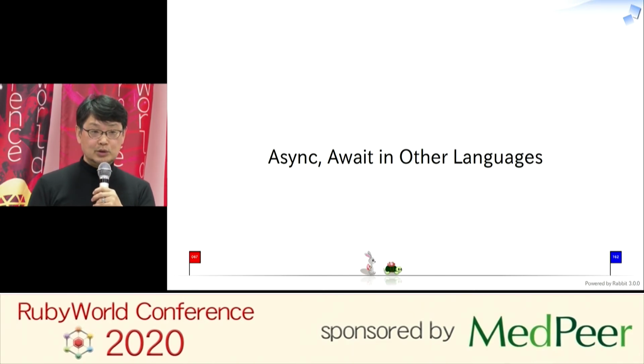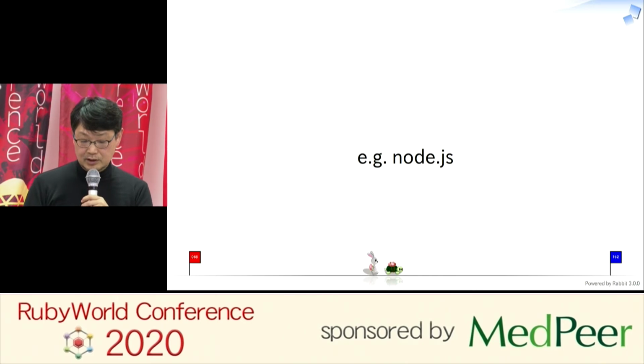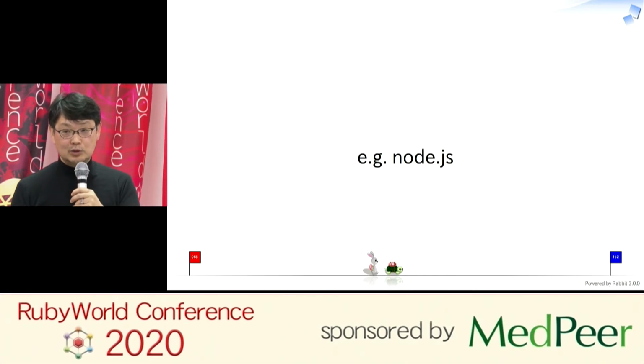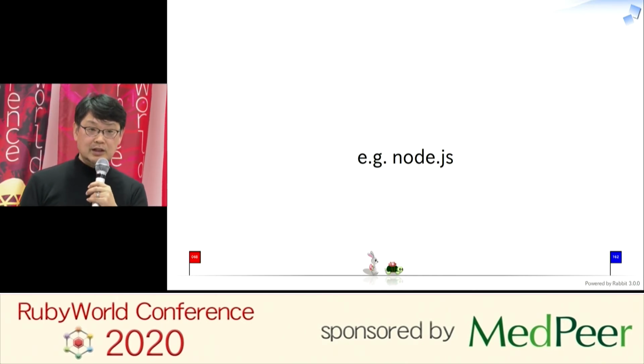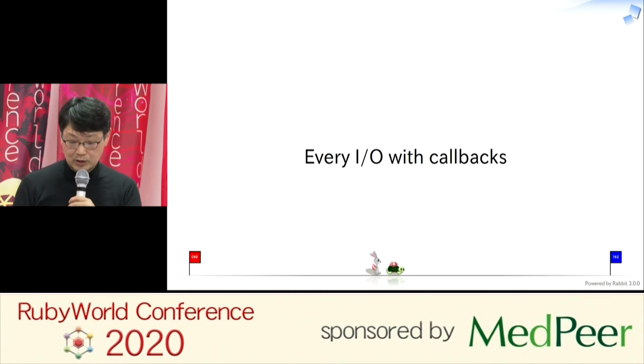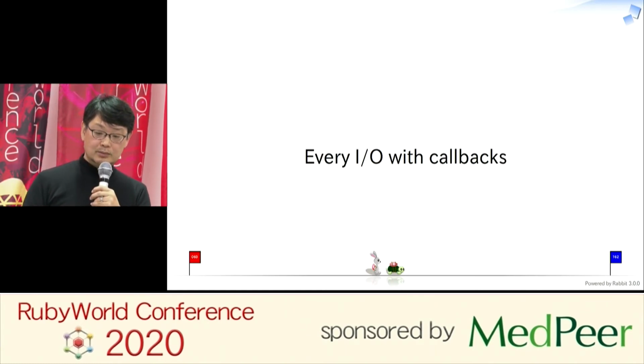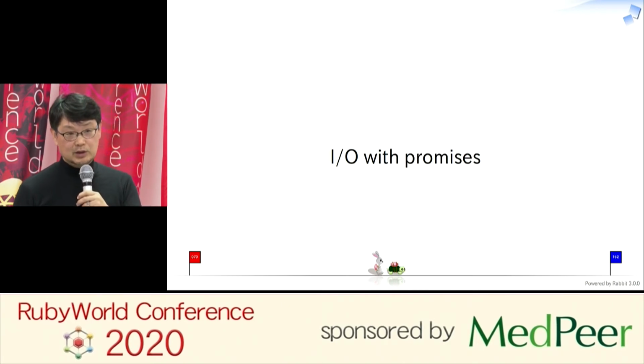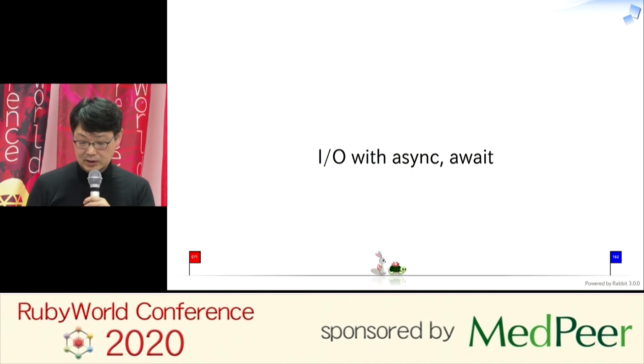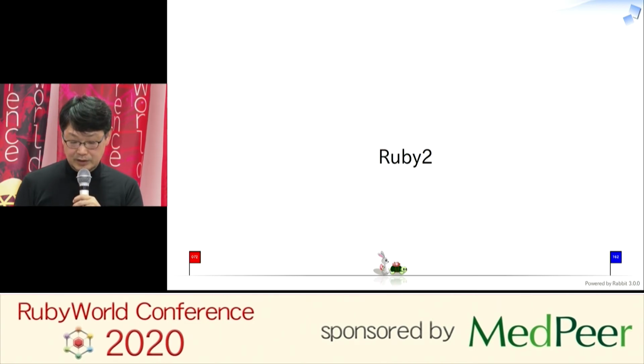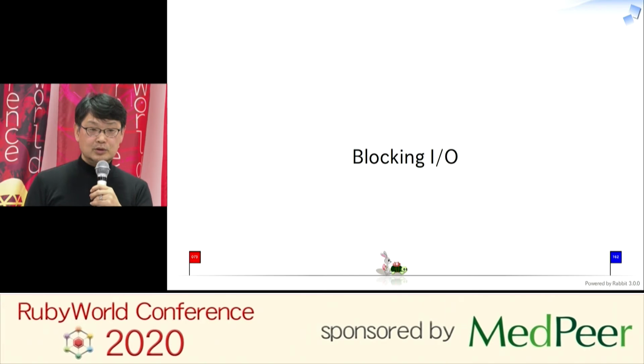So async, await are keywords used in other languages, and also Node.js, Python, PHP. Async await is already used. So for JavaScript, they use the I/O with callback or with promise. At present, async await is a very common approach.